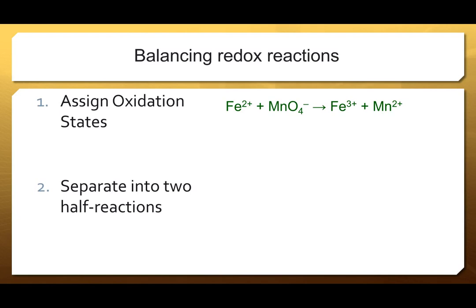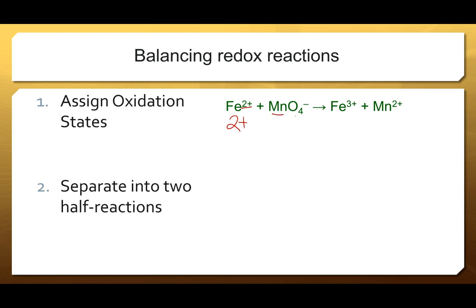So we're going to balance the following redox reaction. Iron(II) reacts with MnO4- to produce iron(III) and manganese(II). The first step is going to be to assign oxidation numbers. Here we see a monoatomic ion, so the oxidation number on iron is going to be +2.